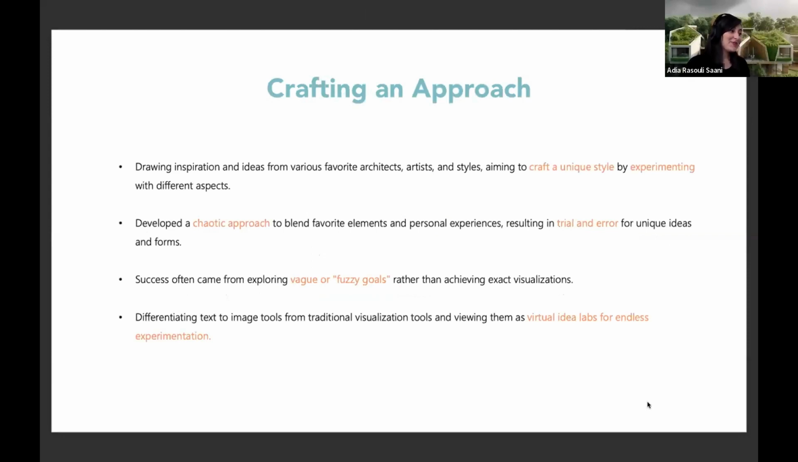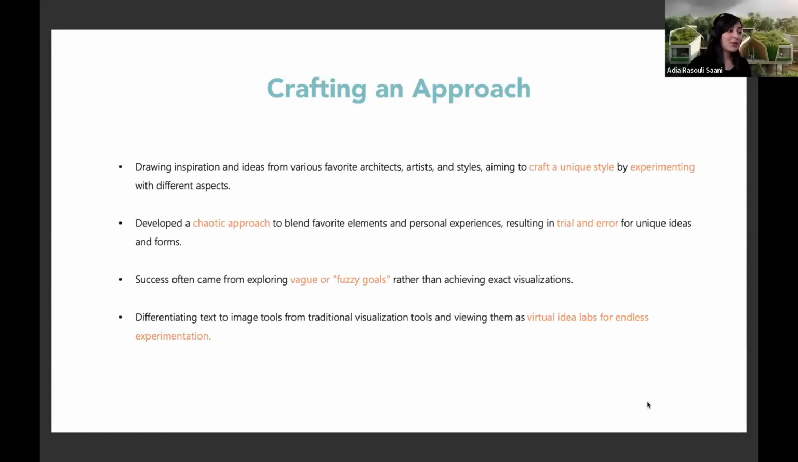The issue with me is that I have so many favorites, so many favorite architects, artists, and styles. And while I adored some aspects of their works, I didn't mind exploring other options for how I could achieve something I preferred more, something closer to what I liked. Kind of being inspired by different aspects of so many legends, but trying to craft my own style by experimenting with them, blending them in new ways. So I developed this form of chaotic approach to test different ideas together. Basically, I create a chaotic environment of my favorite things.